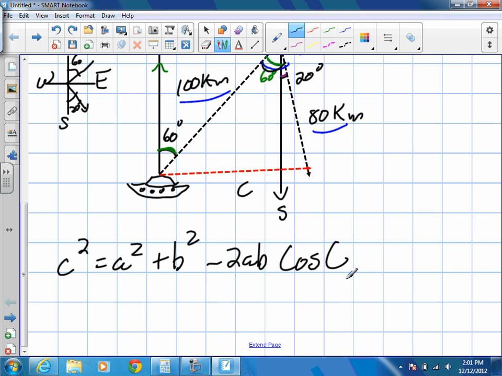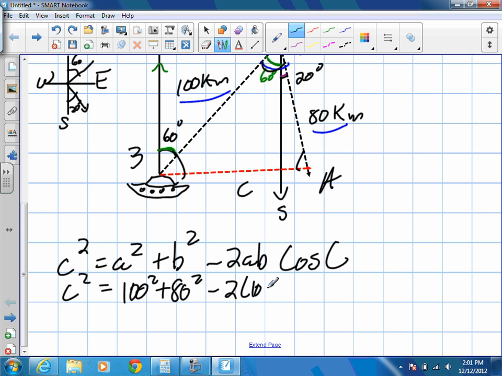C is our unknown, so C squared is equal to A. We're going to call this angle A and this angle B, okay? So A will be 100 squared plus 80 squared minus 2 times 100 times 80 cos C. Cos what degree? 80. Remember, we discovered that the whole angle was 80 degrees. So this is 80 here. From here, we'll work this out with our calculator.